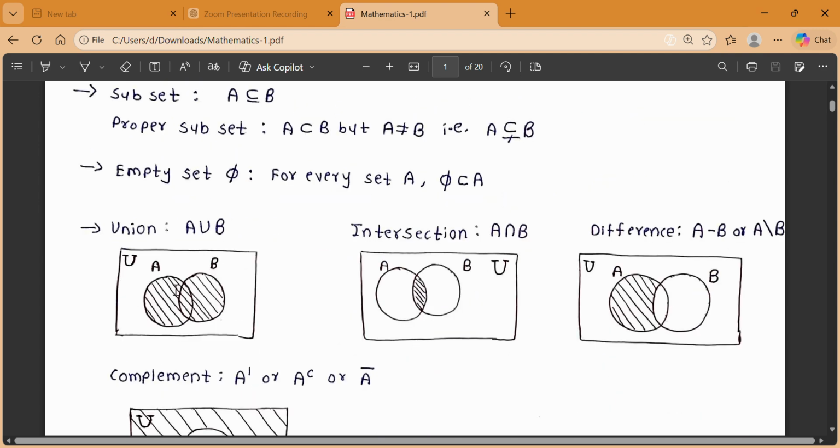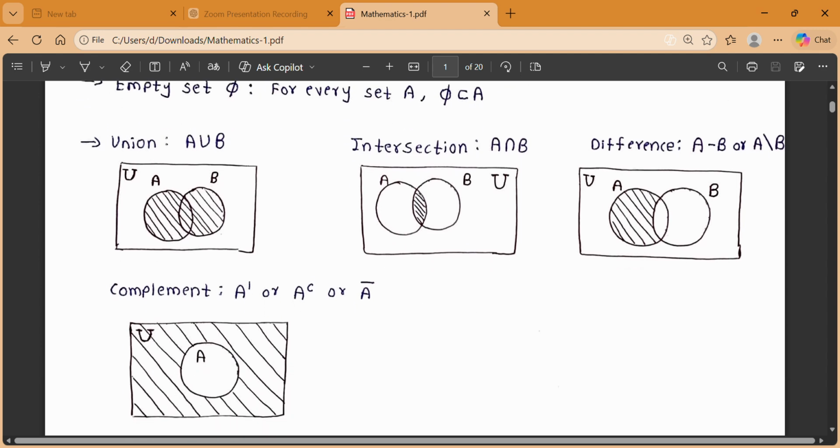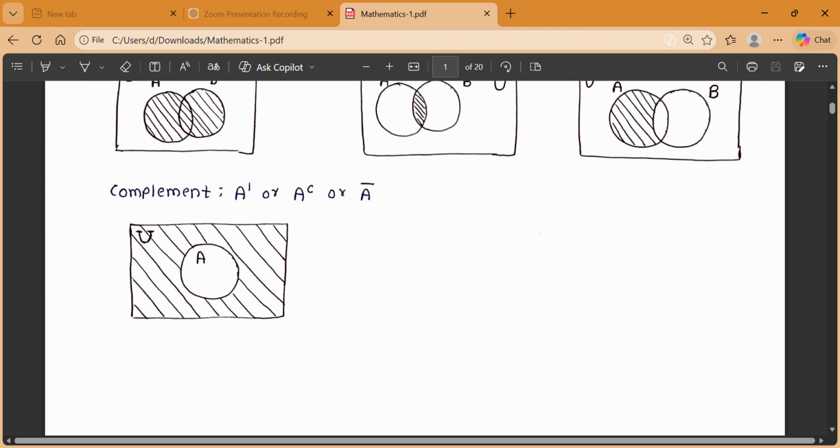And union, A union B. And intersection, A intersection B, this whole area. And difference, A minus B or A upon B: in the difference A minus B, only A is counted and B is not counted. And complement, A complement equals U minus A. A complement, also called A prime or A bar, covers the whole area of U except A.